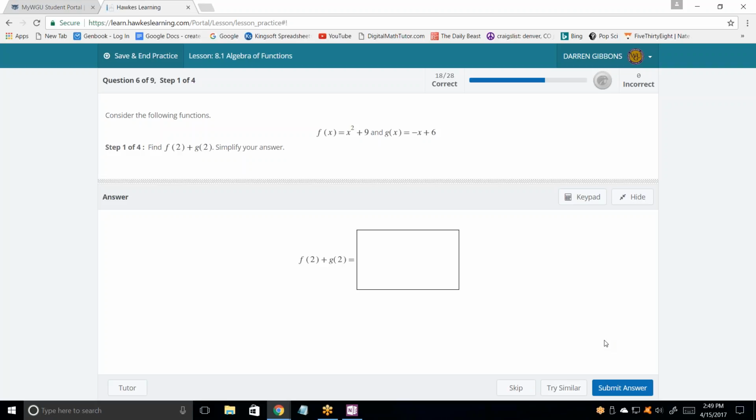So what is f of 2 going to be? So are we substituting just into the f function? We're going to do this piece by piece. They do want f of 2 plus g of 2. But let's start with f of 2. What's f of 2? So it's 2 parentheses squared, plus 9. What's that number? 13. Okay. And then what's g of 2?